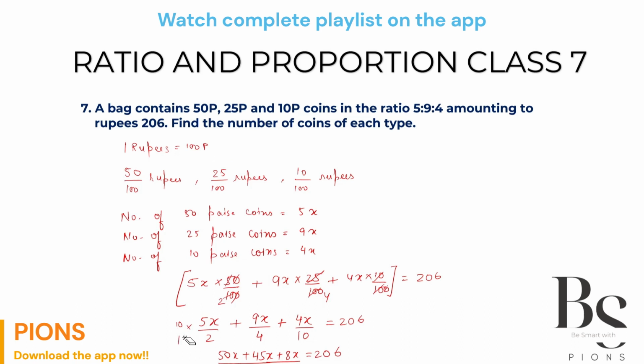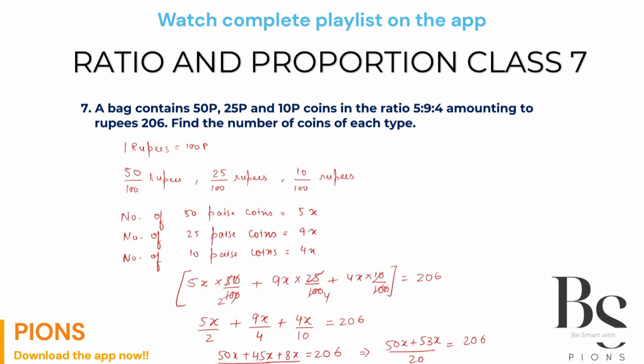So let's remove this. Same thing we did in the second one. Here it is 4, so you have to multiply by 5. Same thing you did for the numerator, and 45 and so on. Okay, let's simplify further. This will be 45 plus 8. It will become 53. 50x plus 53x, whole divided by 20. And that will be 206.